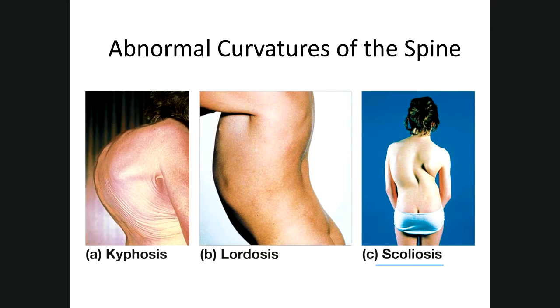Scoliosis is any type of lateral curve in the spine. There's the scoliosis condition, and there are two types. There's idiopathic scoliosis, which is 90% of people, where we just don't know what's causing that scoliosis. And there's secondary scoliosis.